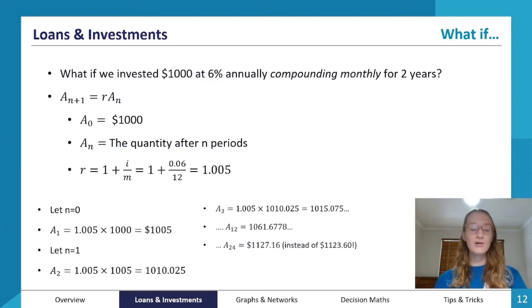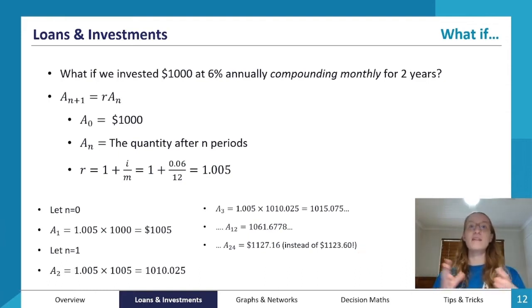Then if we keep going, the amount after 24 months, which we know is 2 years, will be $1,127.16. Instead of when we did annual compounds, it was only $1,123.60. So we've made about $4 extra over the 2 years. And that's definitely not a whole lot of money, but it does illustrate the fact that more regular compounds mean we actually earn more money overall because it's compounding more frequently.